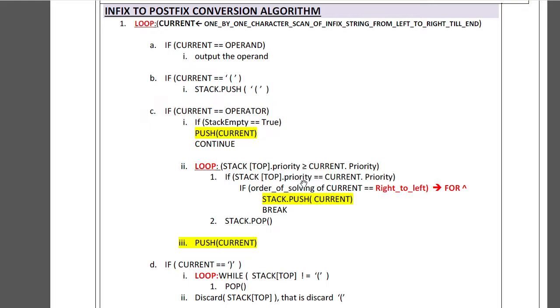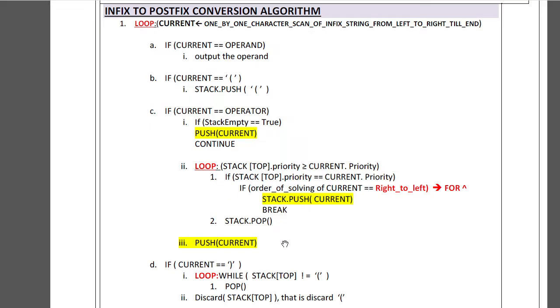If the top is not a cap, say for example it is a star and the current is also star, that means they have equal priority. So what you have to do is run a loop. You have to go on popping till you get a lower priority element at the top of the stack. Say for example, I have a cap, and the incoming is also cap. They have equal priority. So if you have an equal priority, you should not push it in. You just take it out, because it's right to left. If it is left to right, you go on popping it out. Okay, so that's the idea.